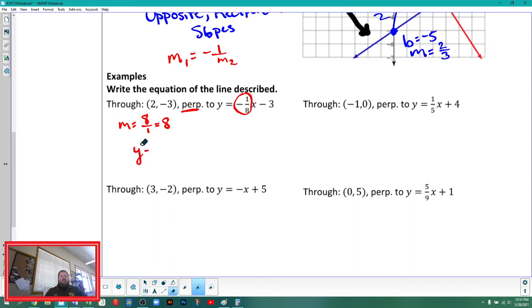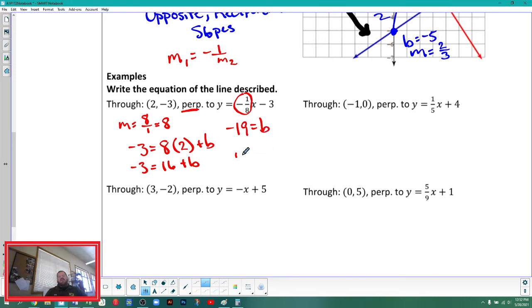I'm actually going to plug in my x and my y. Negative 3 is equal to 8 times 2 plus b. 8 times 2 is 16. If I subtract 16 from both sides, I get negative 19 equals b. So our new line is y equals 8x minus 19.